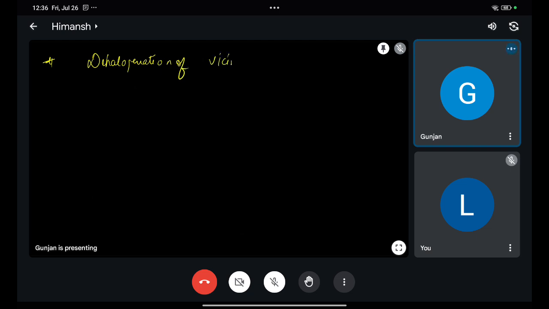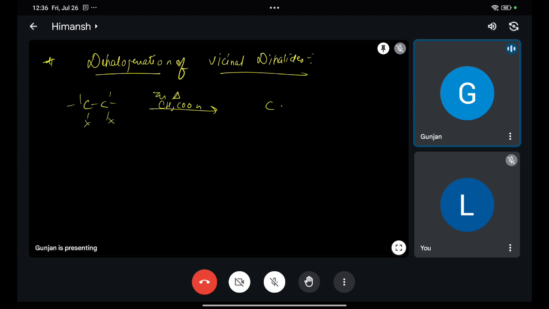Then we discussed another reaction, that is dehalogenation of vicinal dihalides. Vicinal means a 1,2-dihalide like this, and we add either zinc, heat, CH3COOH, and we get an alkene, or we add NaI, acetone, heat. Again we get this alkene.